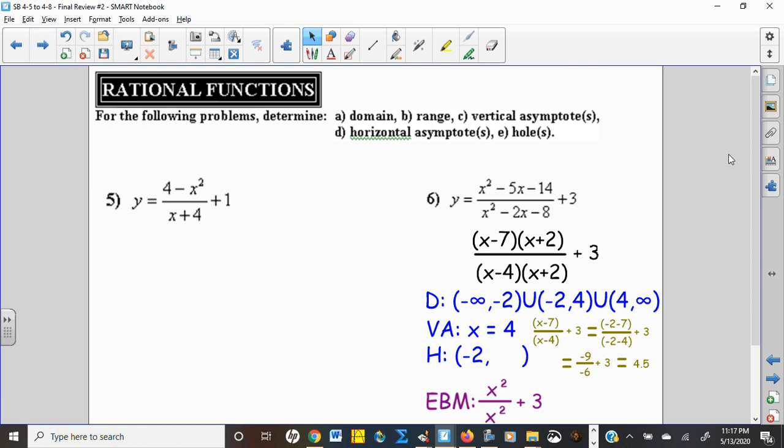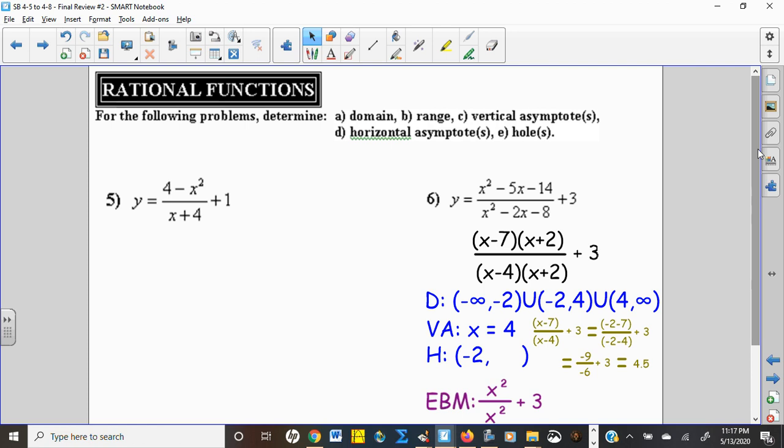Rational functions was a huge, huge aspect of Unit 1. We spent 2 days in January and another 2 days in February. So I can't think of anything else in Unit 1 we spent 4 days talking about.